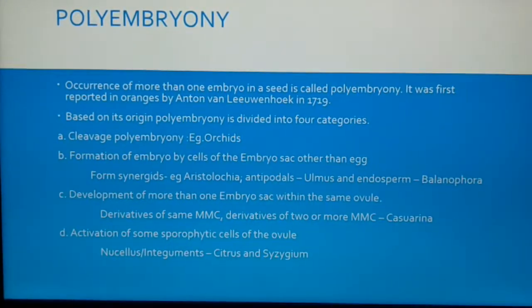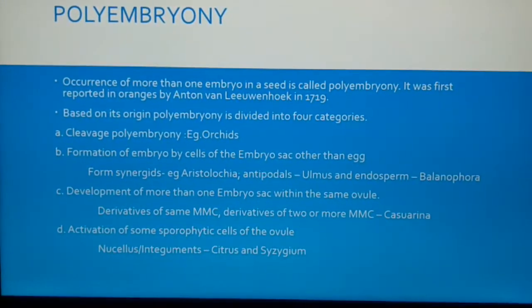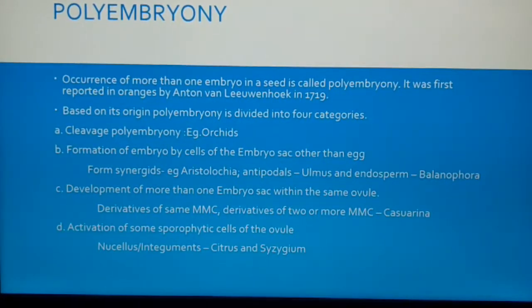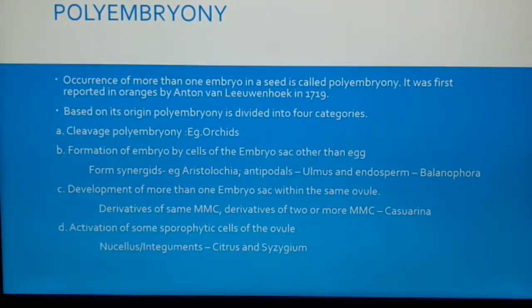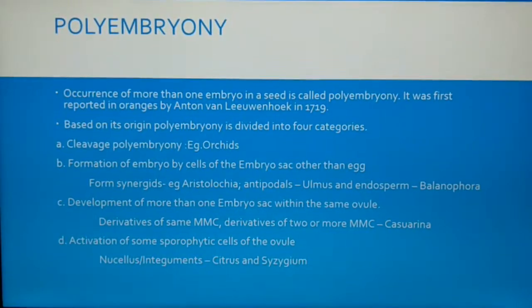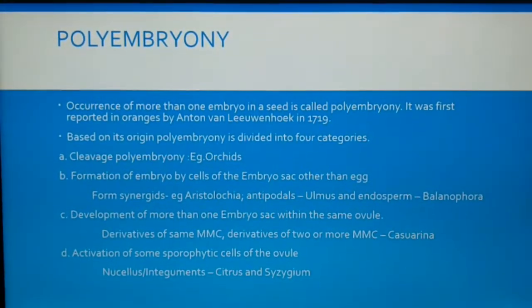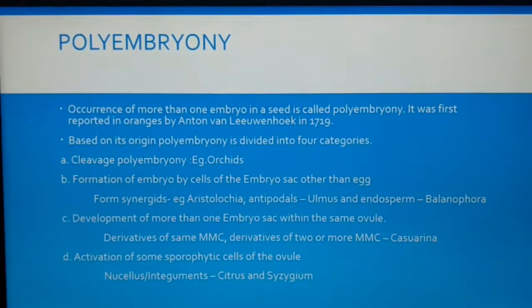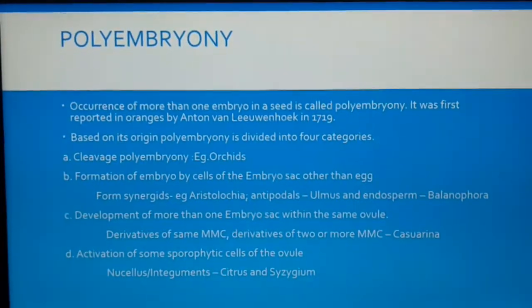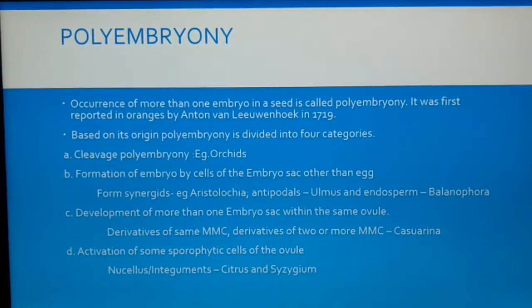It was first reported by Anton van Leeuwenhoek in the year 1719 in oranges. So oranges possess many embryos in a seed. This type of seeds are called polyembryonic seeds. Based on its origin, polyembryony is divided into 4 categories.